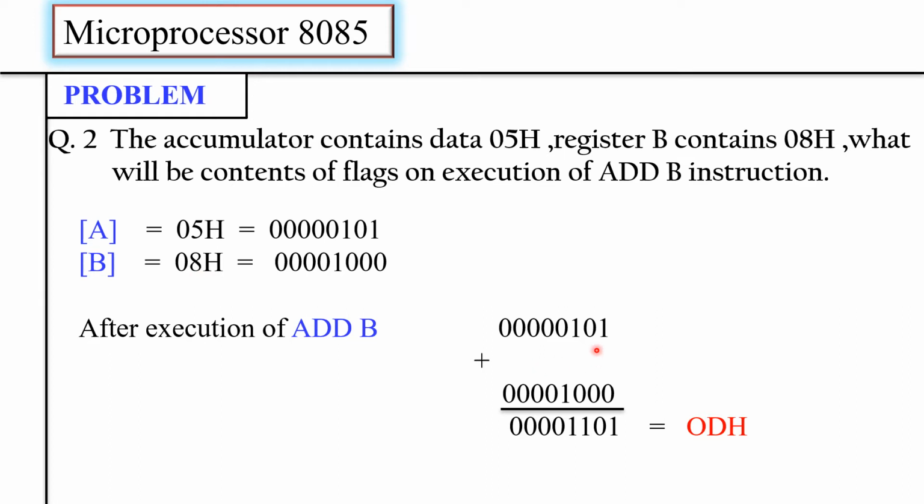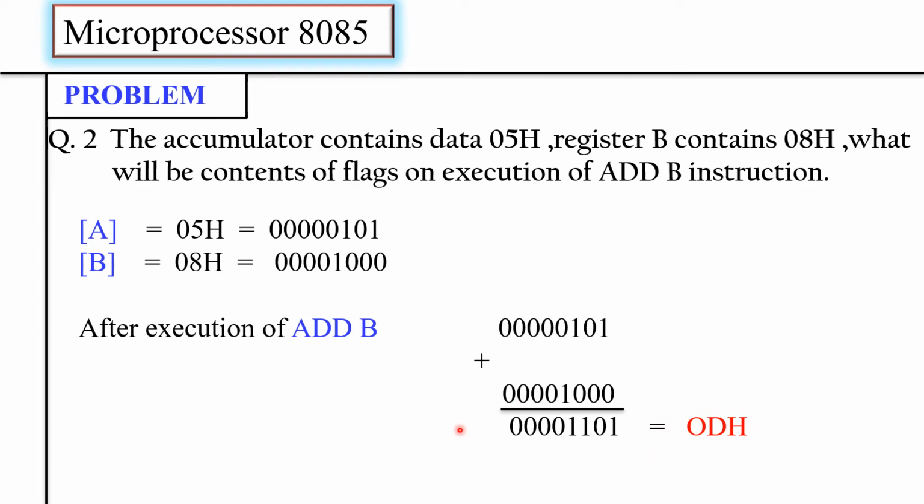So adding 05H with 08H, what is the result? The result is 1 plus 0 is 1, 0 plus 0 is 0, 1 plus 0 is 1, and 0 plus 1 is 1. Then 0 plus 0 is 0, 0 plus 0 is 0, 0 plus 0 is 0. So the result in the accumulator after the execution of the add instruction is 0DH. Again, we converted it into hexadecimal.